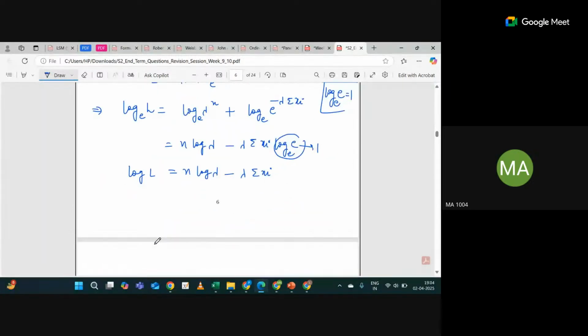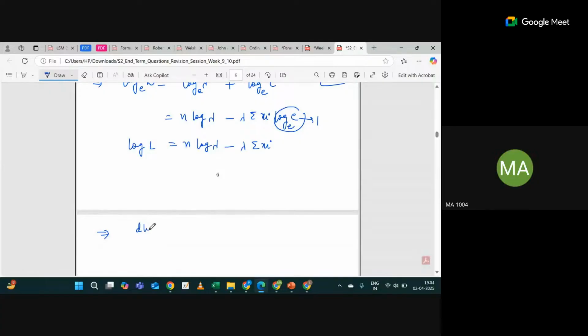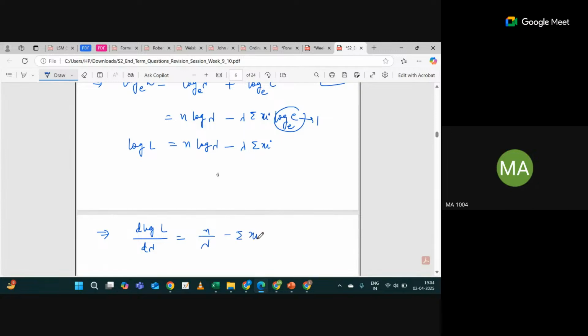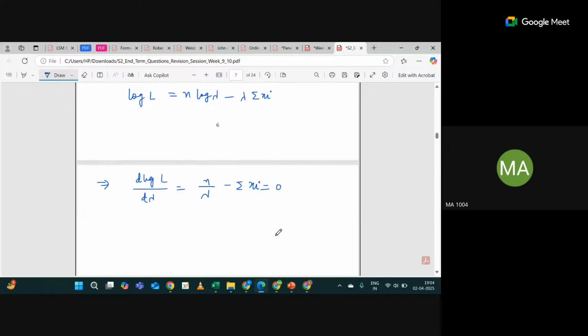What is the next task? We have to differentiate with respect to lambda. d of log L by d lambda equals d of n log lambda minus lambda summation of xi, equal to zero. Differentiating, it will be n by lambda minus summation of xi equal to 0. Your job is to cross check whether the second derivative is less than 0 or not, but I'm skipping that here. So n by lambda equals summation of xi.